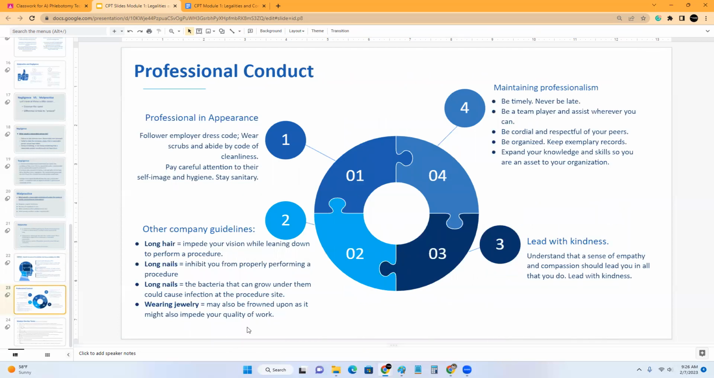Professional conduct. So professional in appearance. Make sure that you're following your employer's dress code. Wear your scrubs, abide by code of cleanliness, pay attention to your self-image, hygiene, and stay sanitary.